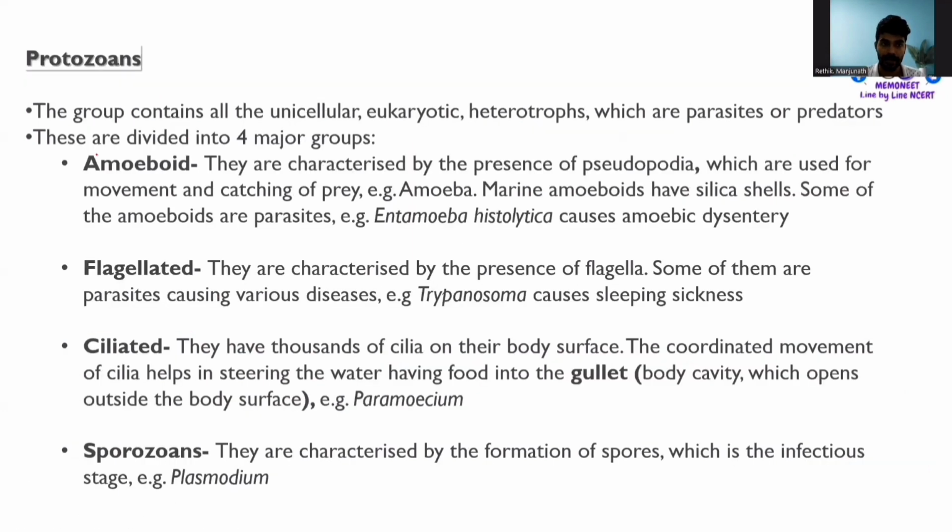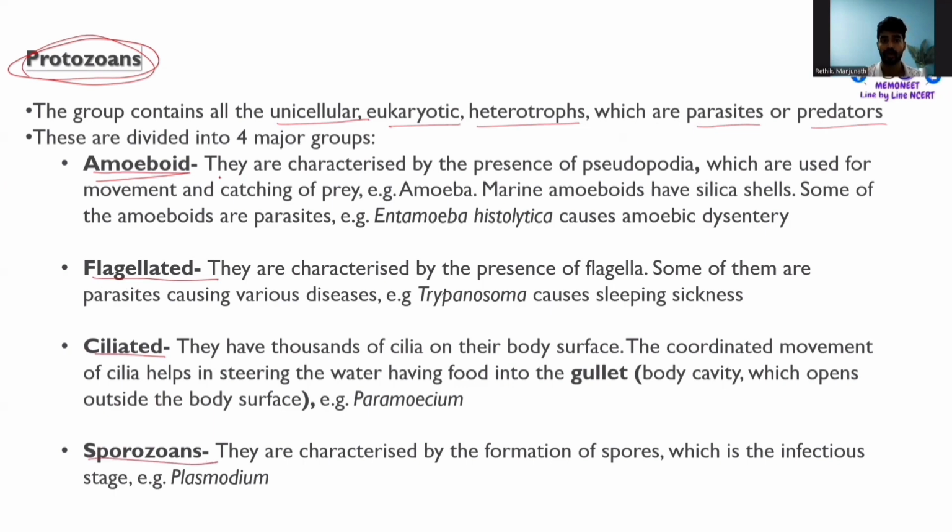The last subclass is the protozoans. Protozoans contain all the unicellular, eukaryotic heterotrophs, which are either parasites or predators. There are four major groups seen in protozoans. One is amoeboid protozoan, then flagellated protozoan, ciliated protozoan, and the last one is sporozoans.